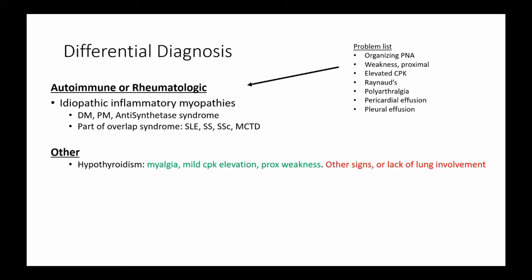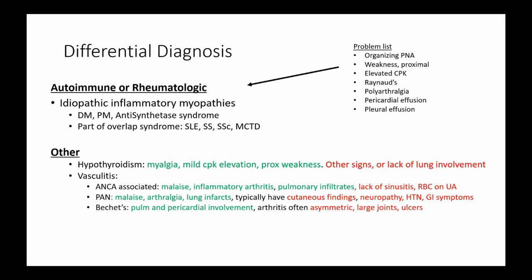I want to round out some of these other conditions that popped up in these schemas that we should consider, or at least talk more about to take off the table. One, hypothyroidism. Again, no TSH, but hypothyroidism can cause myalgias, elevated CPK, proximal weakness, but typically you would have other signs of hypothyroidism. You wouldn't expect lung involvement in hypothyroidism either.